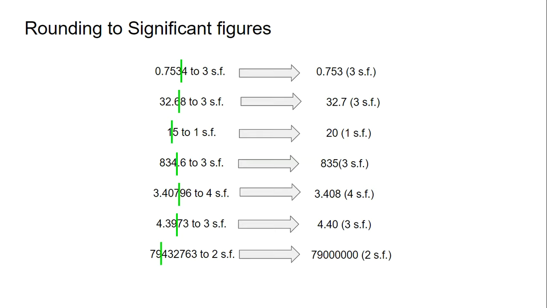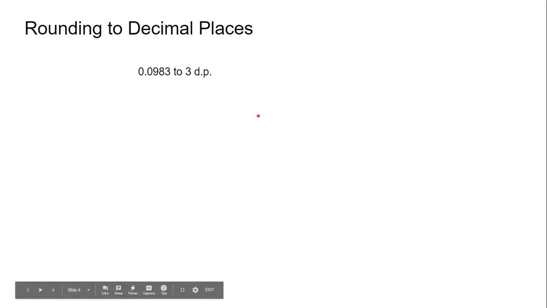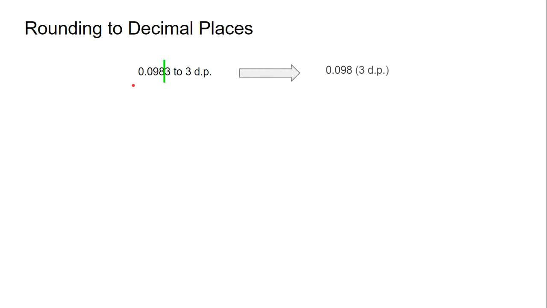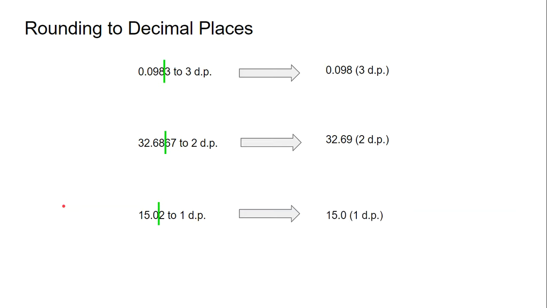Again, plenty of exercises to practice with. Quickly look at some decimal places examples. If I have to do this to 3 decimal places, I do count the 0 in this case. So 1, 2, 3. I will put my cut here. So it becomes 0.098. This one to 2 decimal places, I will put my cut here. It becomes 32.69. This one to 1 decimal place, I would actually leave it as 15.0. Again, to signify that that level of accuracy has been applied.